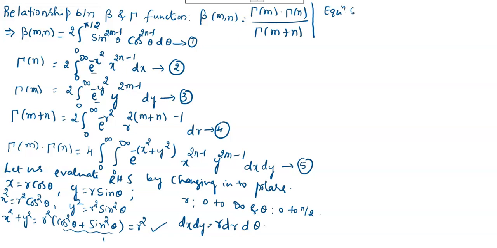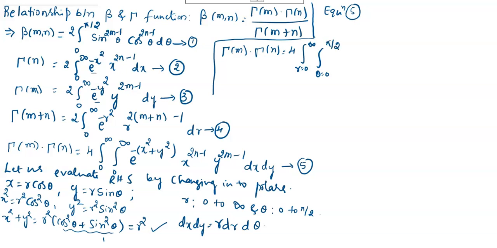Okay. So now equation 5 becomes gamma of m into gamma of n equal to 4 times the integral r equal to 0 to infinity, integral theta equal to 0 to pi by 2, e to the power of minus r square. And what is the x we have? X is r cos theta.